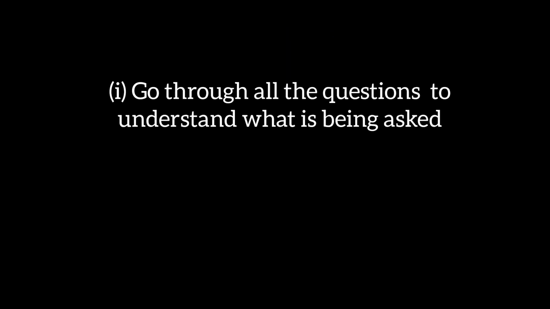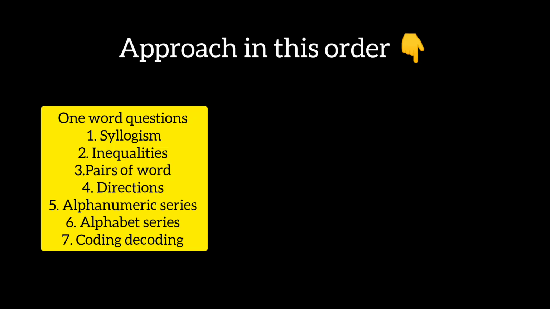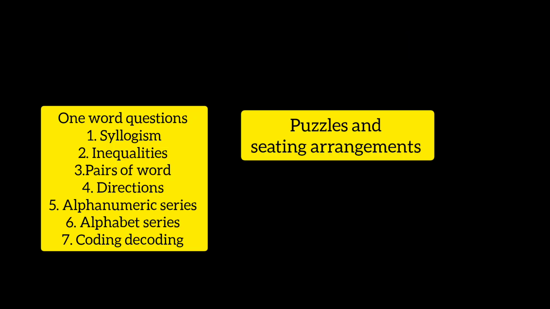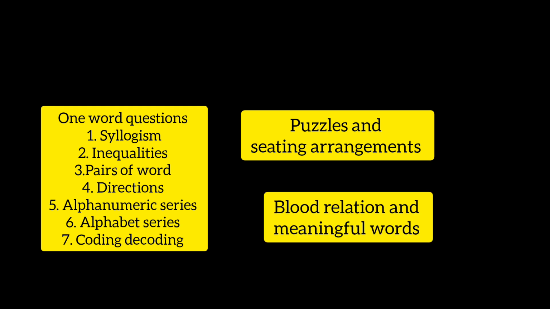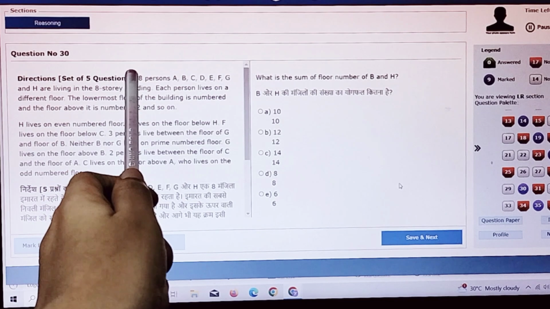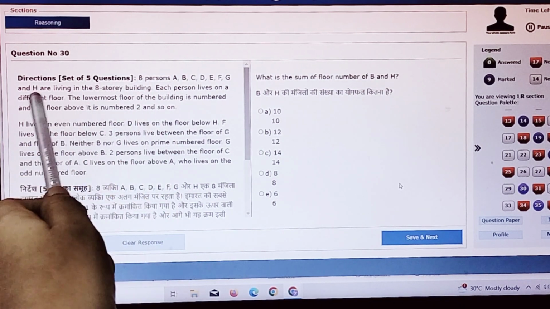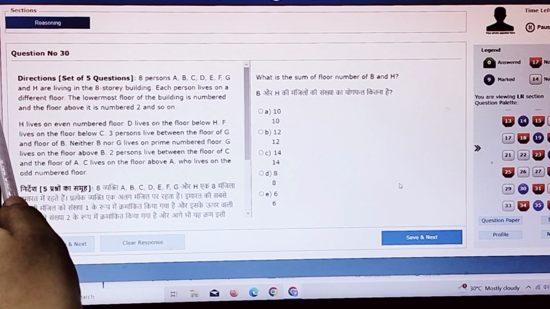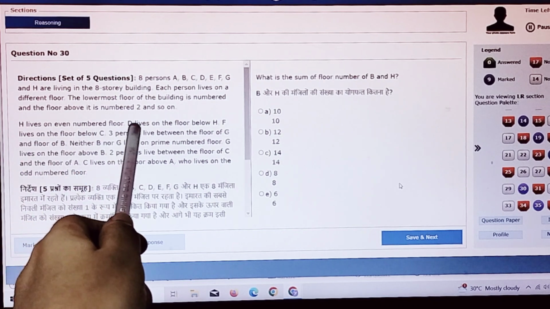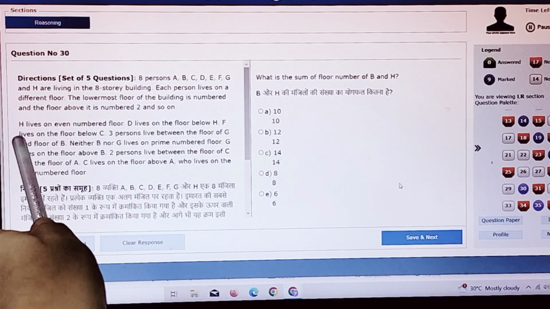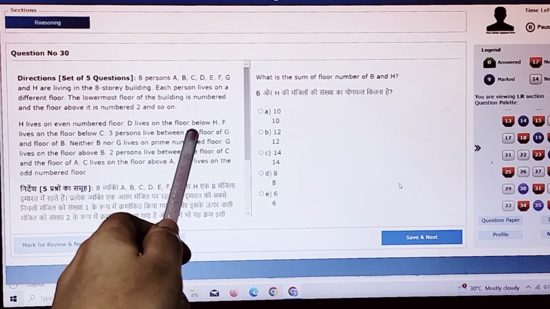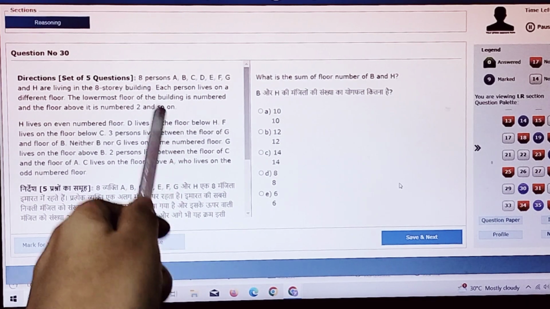First, go through all the questions to understand what is being asked. You should approach them in this order. Start with one-word questions, then move on to puzzles and seating arrangements, and finally tackle blood relations. As you review the question, pay attention to the type of puzzle or seating arrangement by reading the first line. For example, if you see a puzzle, identify whether it's a stack or a box, how many people are involved, and whether it involves single or multiple variables. This strategy will help you prioritize and manage your time more effectively.